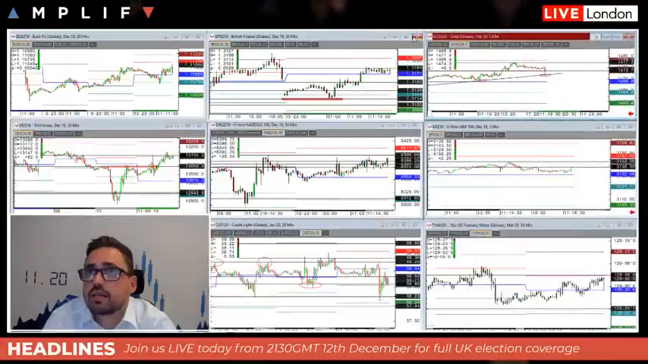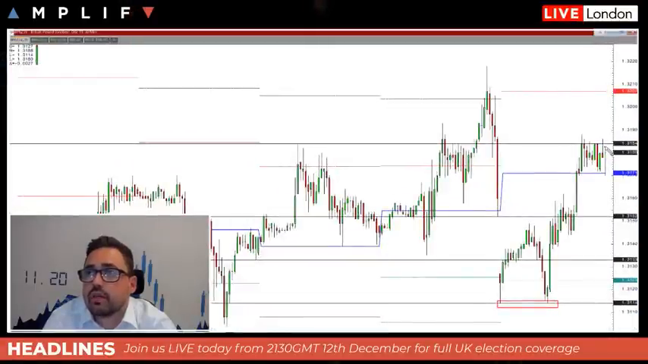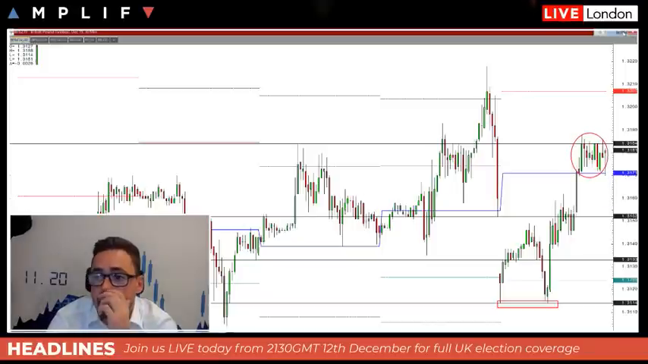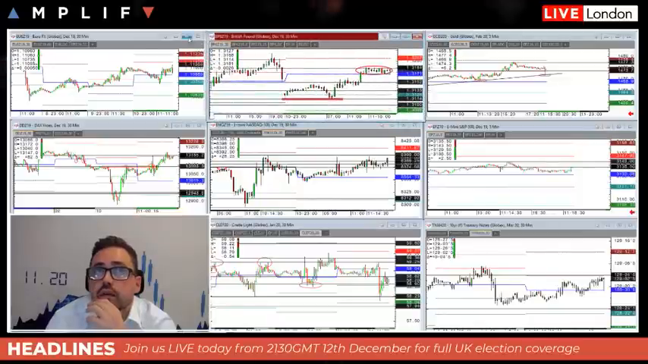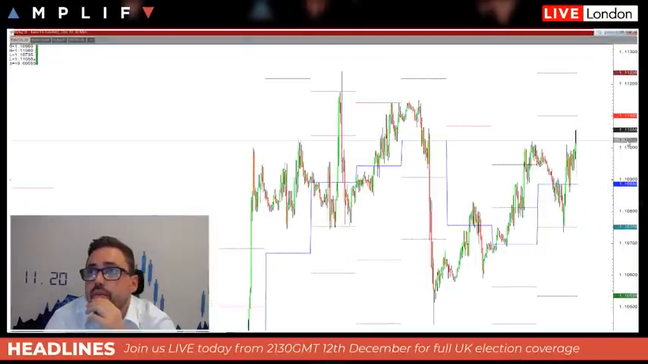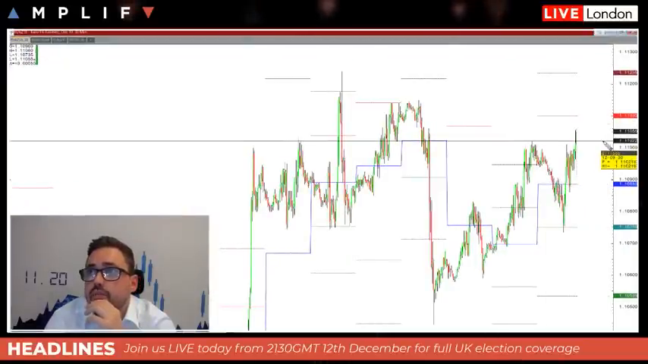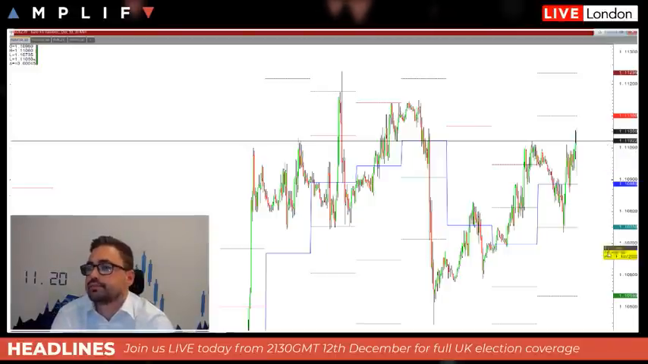The pound, as you'd expect, is absolutely unmoved. The focus is on tomorrow for this market, which of course we'll be covering live, so please make sure you do join there. The euro is unfazed by what's happened and is just trying to push up here as well.